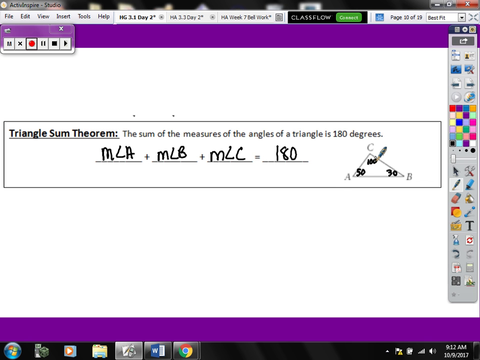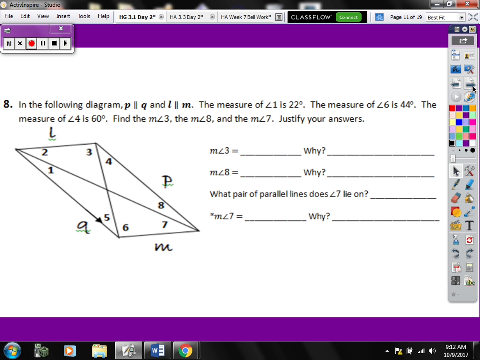And if you look at the pictures below, you'll see we have some triangles that are showing up, so that's why I introduced this theorem now. Although a lot of you probably already knew this from the middle school PSSA prep. But all right, number 8.